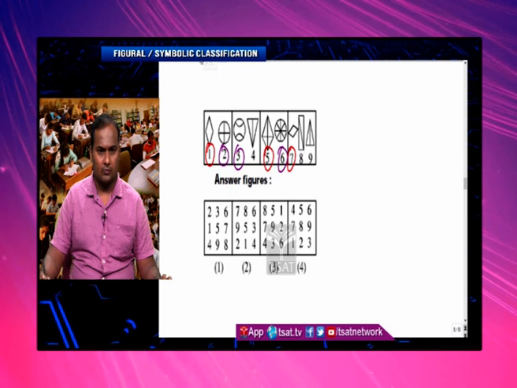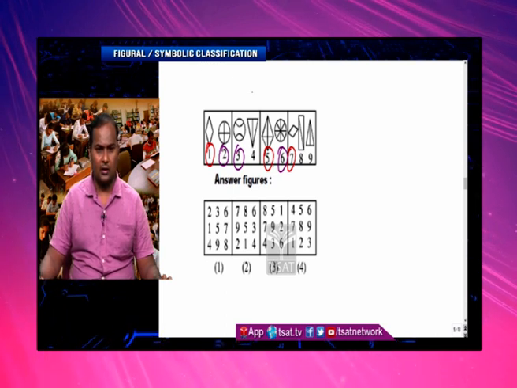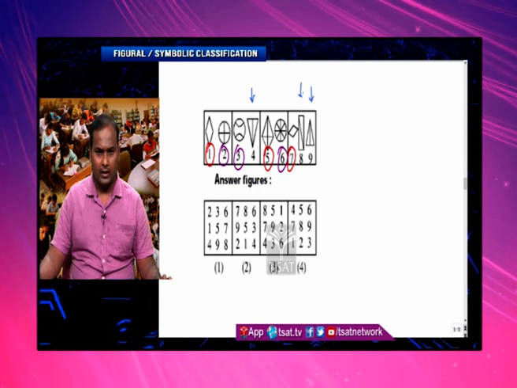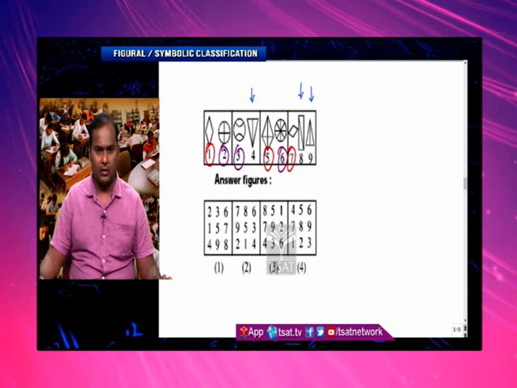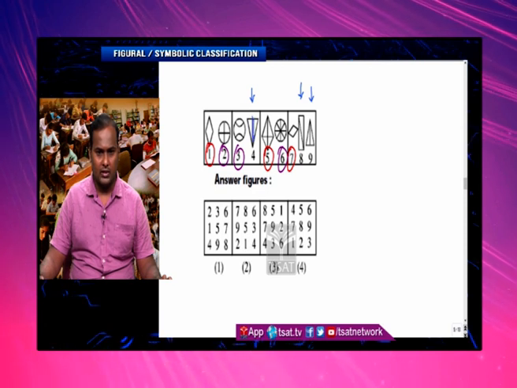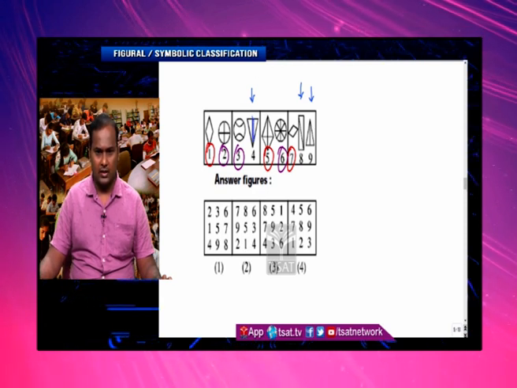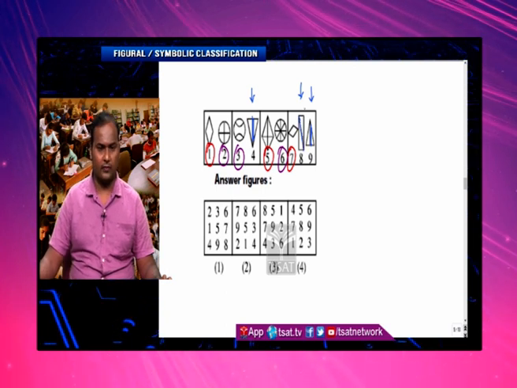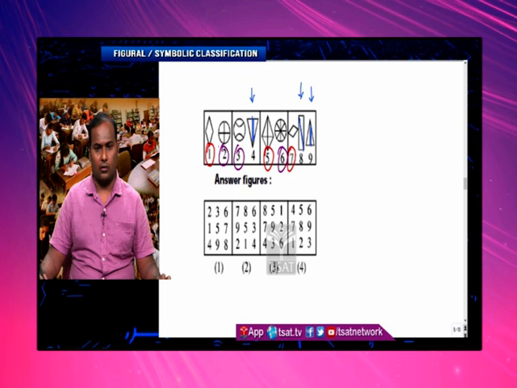The next one, the remaining one, is now 4, 9 and 8. So what is the common character here? The common one is a line passing through the center in all these figures. So now let's find out the answer.